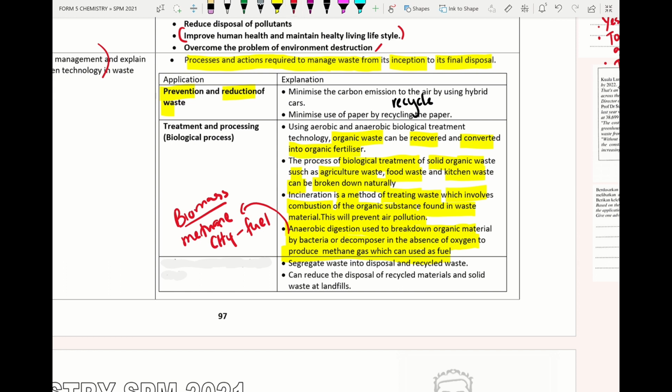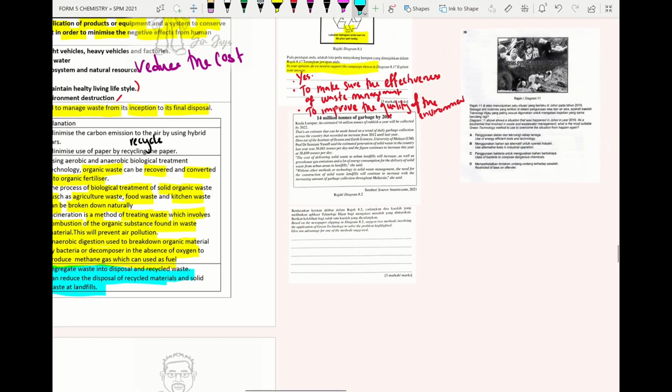All right, and next one, isolate the waste and recycle the waste. We segregate the waste into disposal and recycle waste, and this can reduce the disposal and recycle materials and solid waste at landfill.